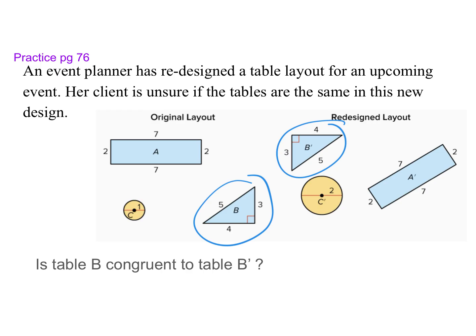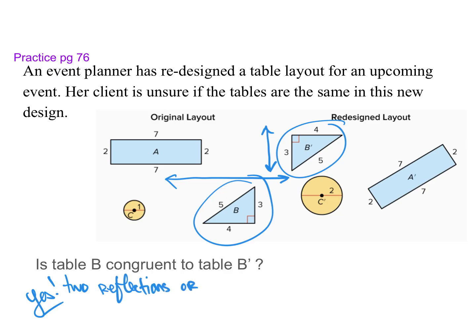Now I'm going to say yes, we could reflect it across this line, and then we could reflect it across this line. You can try it with your patty paper. So we're going to say number 2, yes, 2 reflections, or we can also do a rotation too. Just write down whatever you had.